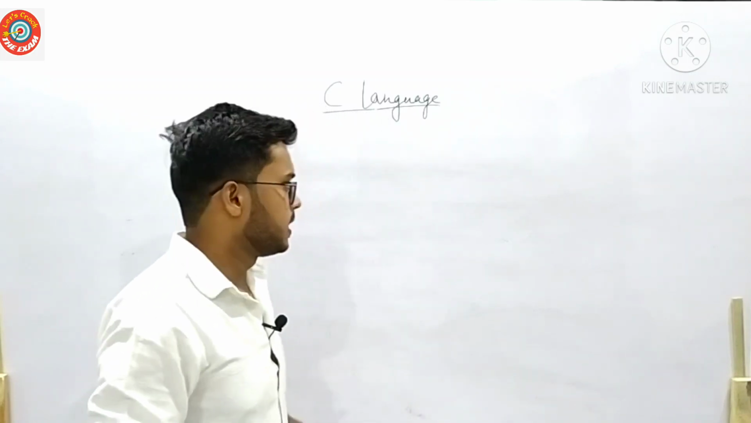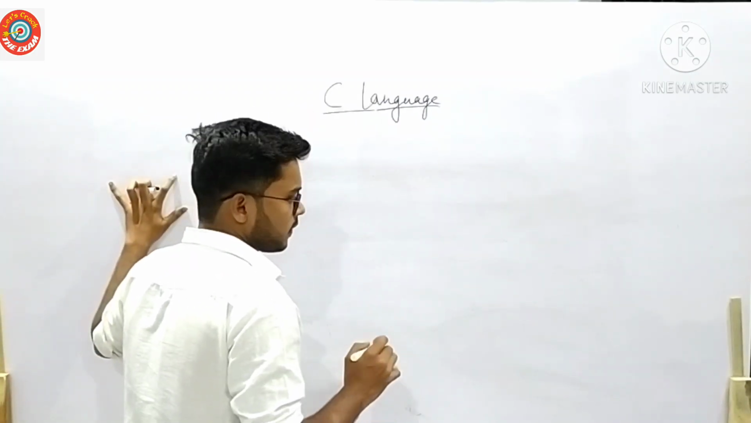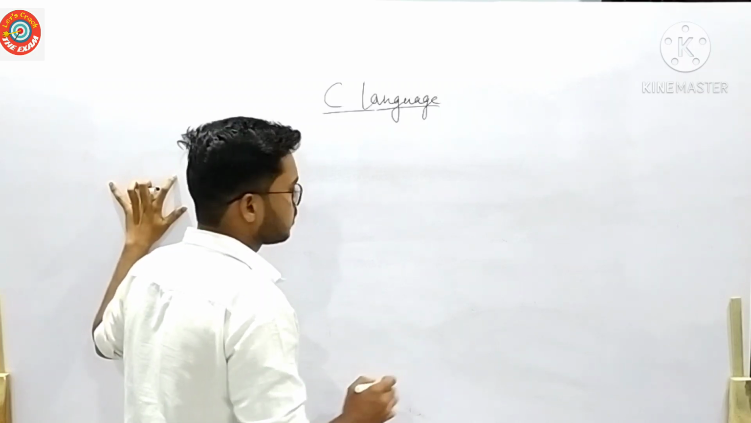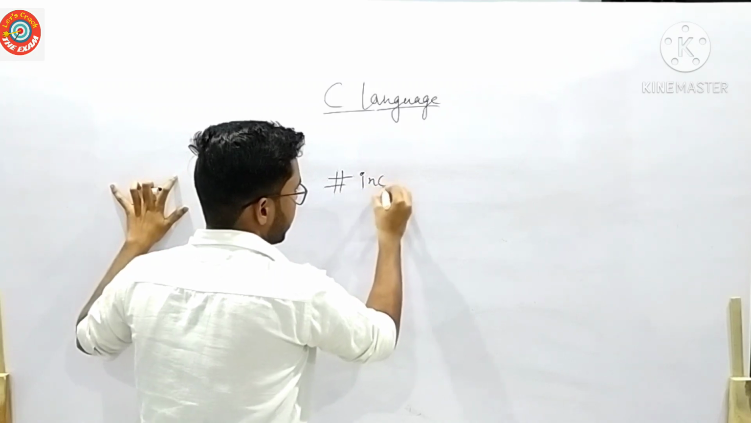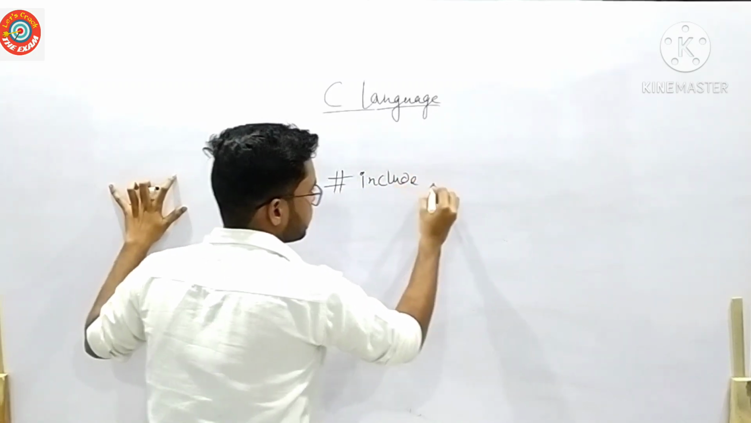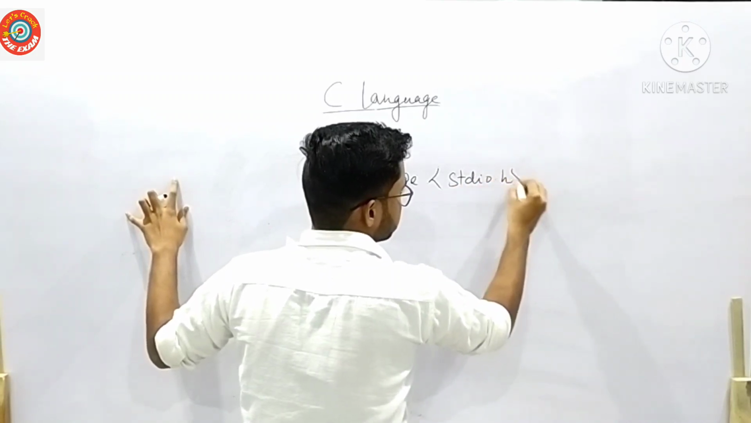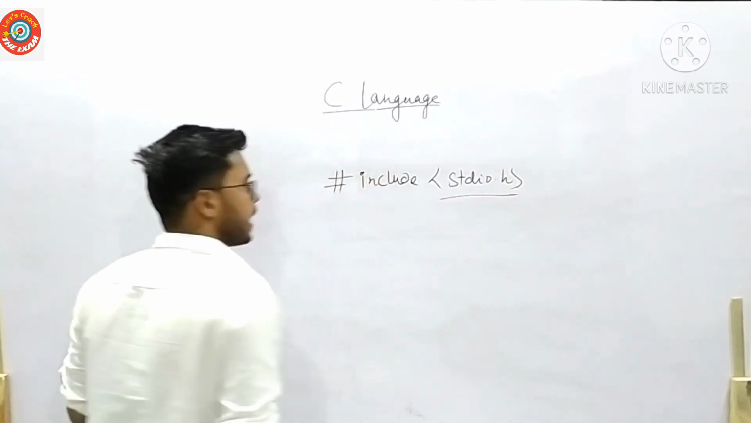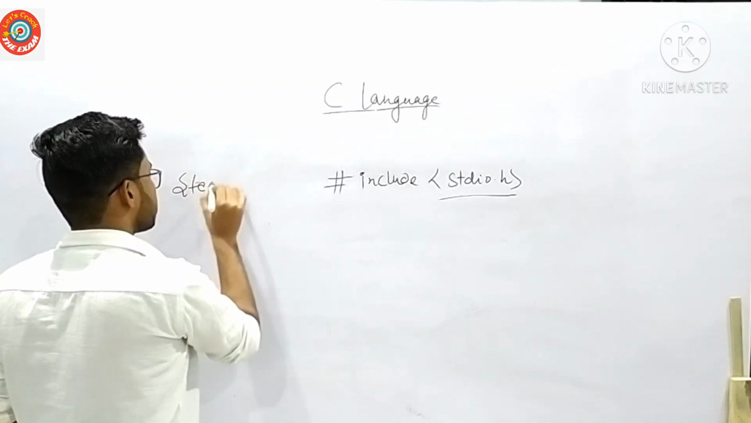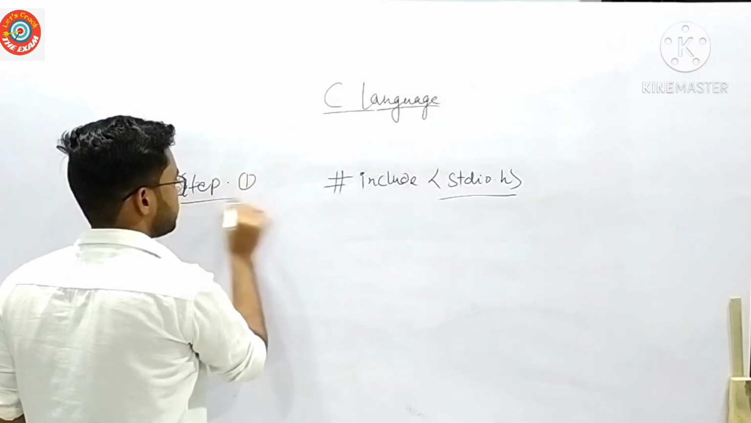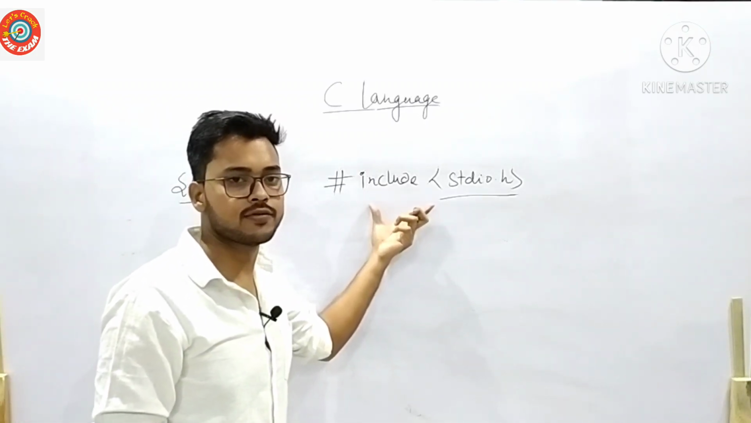Okay, in a C program, we will add the header file first. Okay, we will add the header file first. Hash include stdio.h. So this is our header file. Okay, and this is the first step. You have to add a header file in C language first.